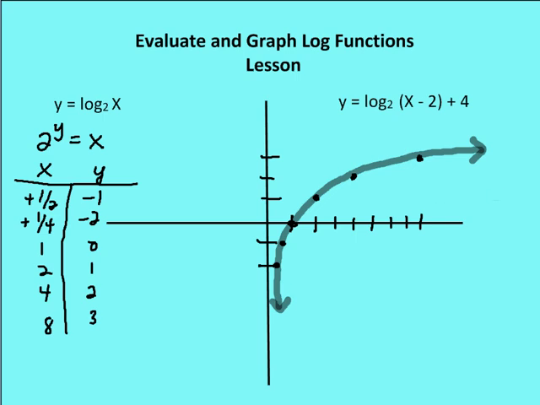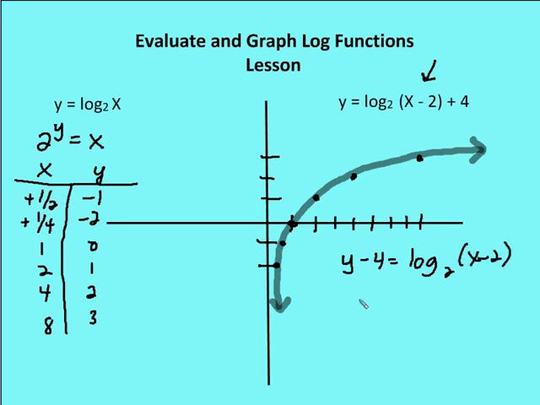So the first thing I want to do is rewrite this in exponential form to create my table. All right, and this can be a little bit tricky, but again, this is a learned skill over time. First, I have to isolate this value x minus 2. So I'm going to subtract 4 from both sides. So I have y minus 4 is equal to log base 2 of x minus 2.